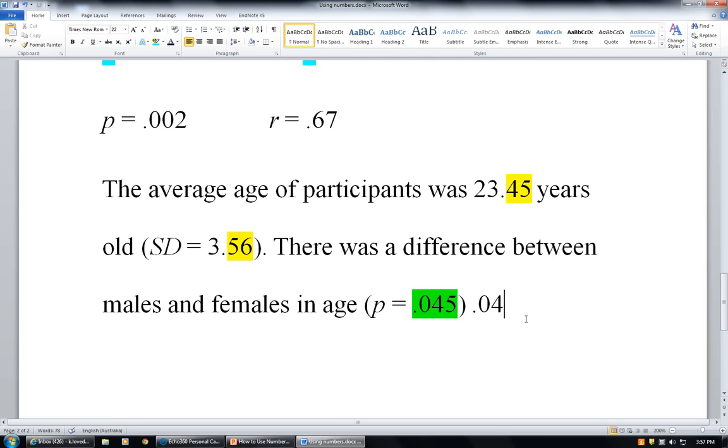So if you need any more details about how to use numbers, ensure that you go to the Redbook site, and alternatively you can also go to the APA publication manual. So I hope this video was helpful in providing a few handy tips on how to use numbers that will help you in writing your research reports and maybe even your essays.